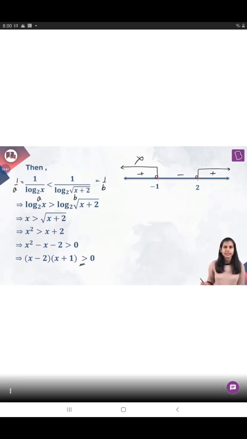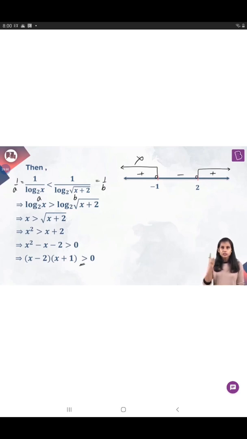But this I am not taking. Why? Because the case is that out of all the real numbers strictly greater than 1, find out those real numbers which satisfy my inequality. So out of all real numbers strictly greater than 1, only these are the ones which satisfy my inequality. That's why only (2, infinity) will come as the solution set corresponding to case 1. Got it? Yes, very nicely.